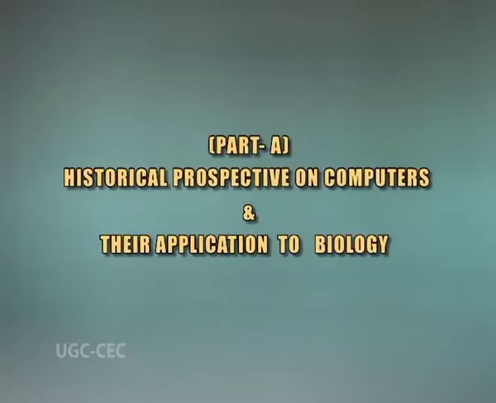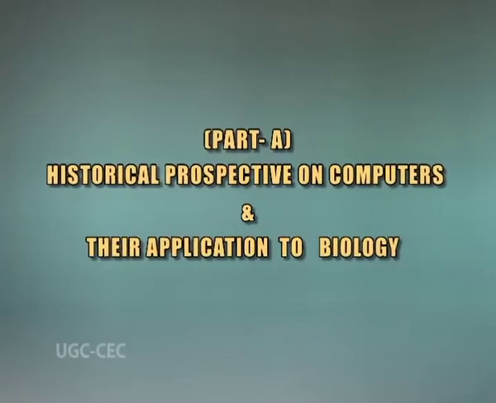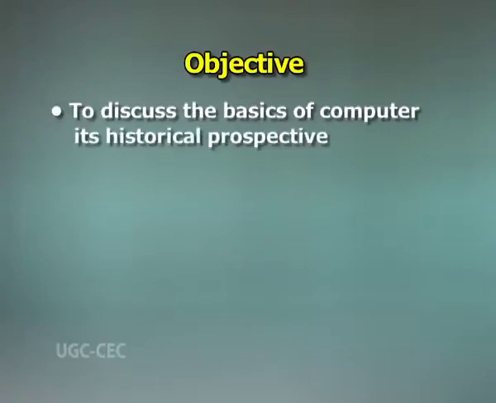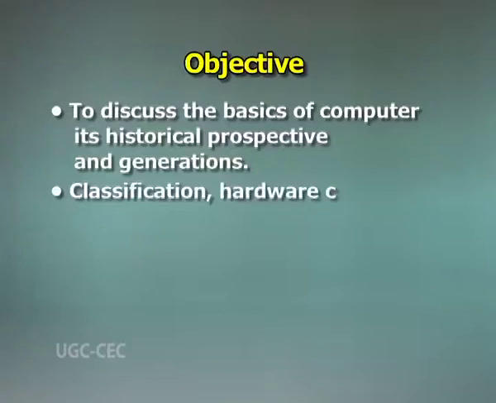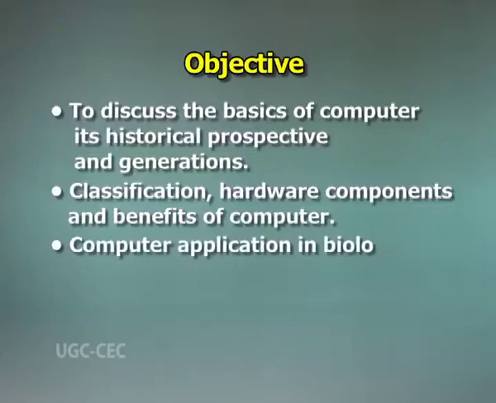In the first half, as well as in the second half, operating systems of computer. So start with historical perspective on computers and their application to biology. The objective of first half is to discuss the basics of computer, its historical perspective and generations. Second is classification, hardware components and benefits of computer. Third is computer application in biology.